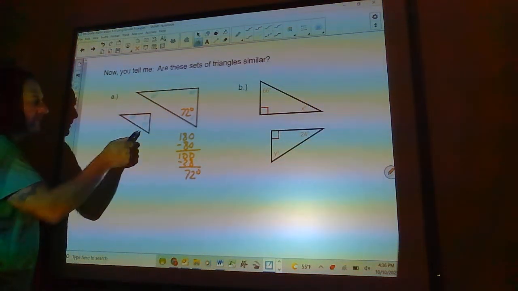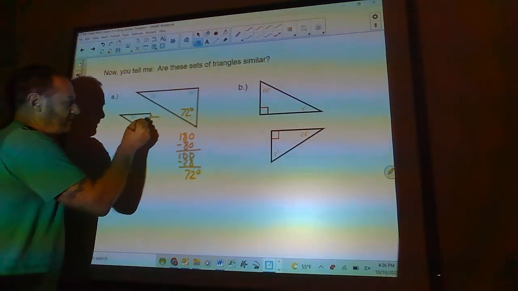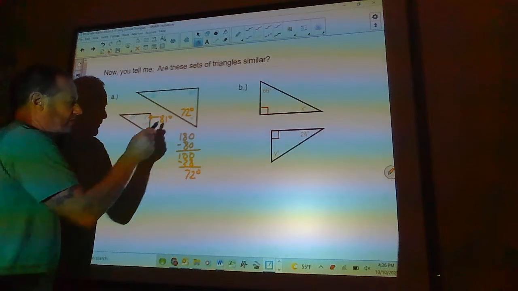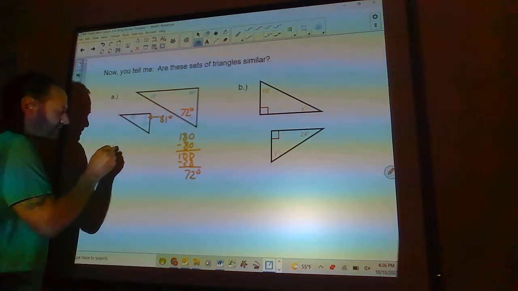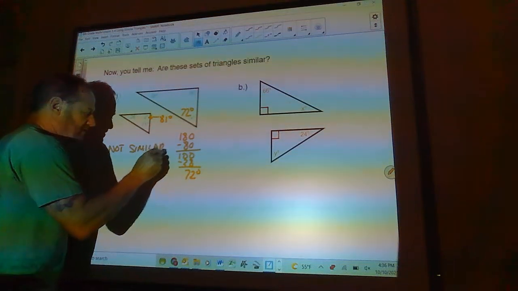Ooh, okay, this one's a 71 and a 28, which means this angle right here is going to end up being 81. These are close to similar, but they're not similar. They're almost the same shape, but they're off by just a little bit.